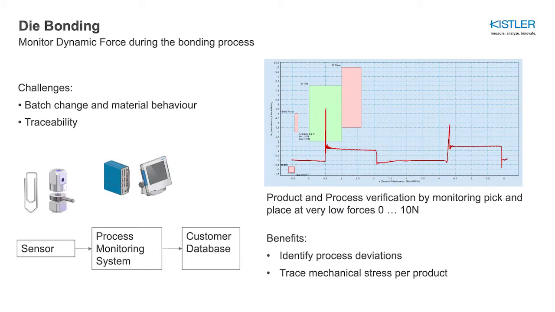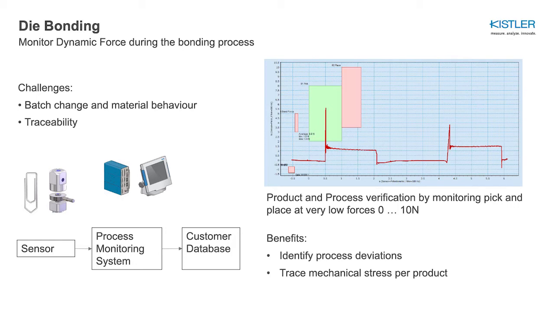In that specific case, a customer had some challenges with mechanical stress during die bonding. In addition, the end customer from the automotive industry has asked for traceability per product. Therefore, a customized force sensor has been integrated into a die bonder vacuum pickup tool. Dimensions were very tight, as you can see from the comparison with the paper clip.